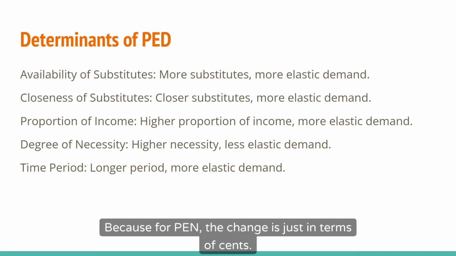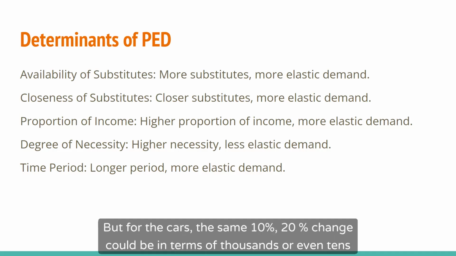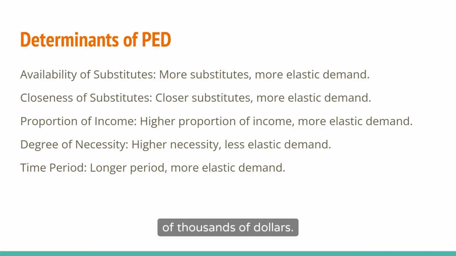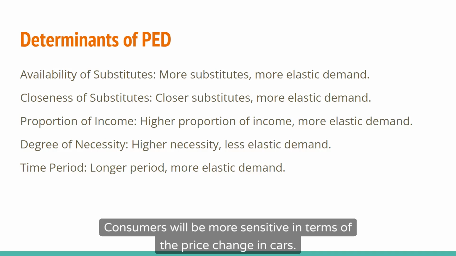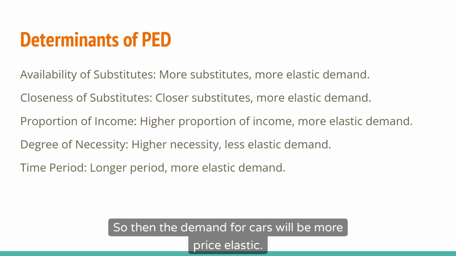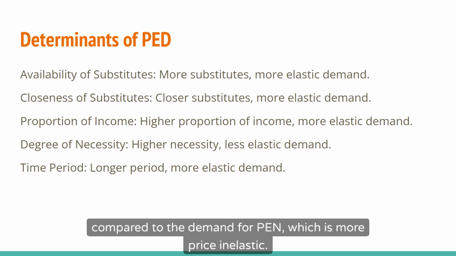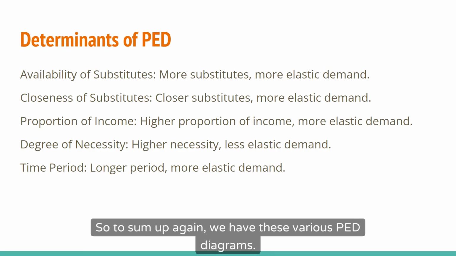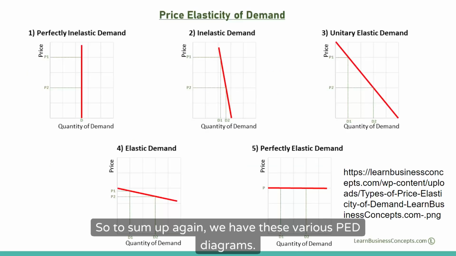Because for the pen, the change is just in terms of cents. But for the cars, the same 10%, 20% change could be in terms of thousands or even tens of thousands of dollars. So the difference here is bigger. Consumers will be more sensitive to the price change in cars. So then the demand for cars will be more price elastic compared to the demand for pens, which is more price inelastic.